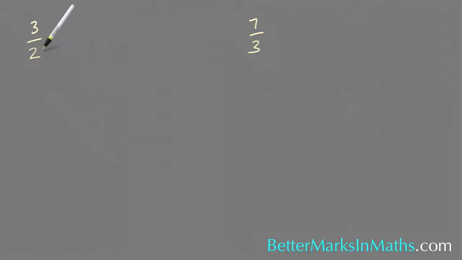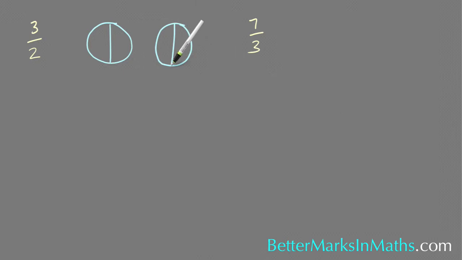So if I have 3 halves of some oranges, I can't have 3 halves of one orange because there's only 2 halves in it. So I need to draw more than one orange. So there's my blue orange, and there's another one, and I've divided them both into halves. So in this one there are 2 halves. I want 3 halves, so I'm going to color in one more.